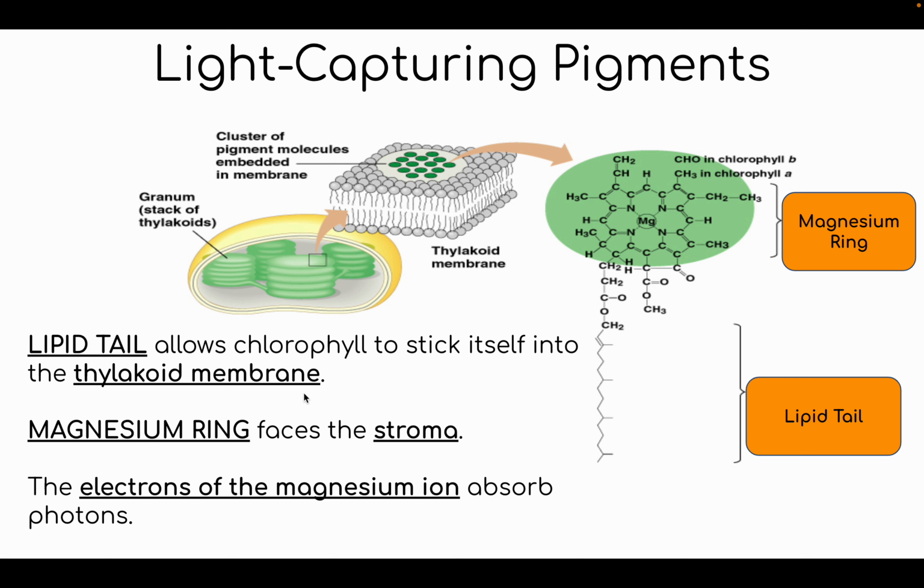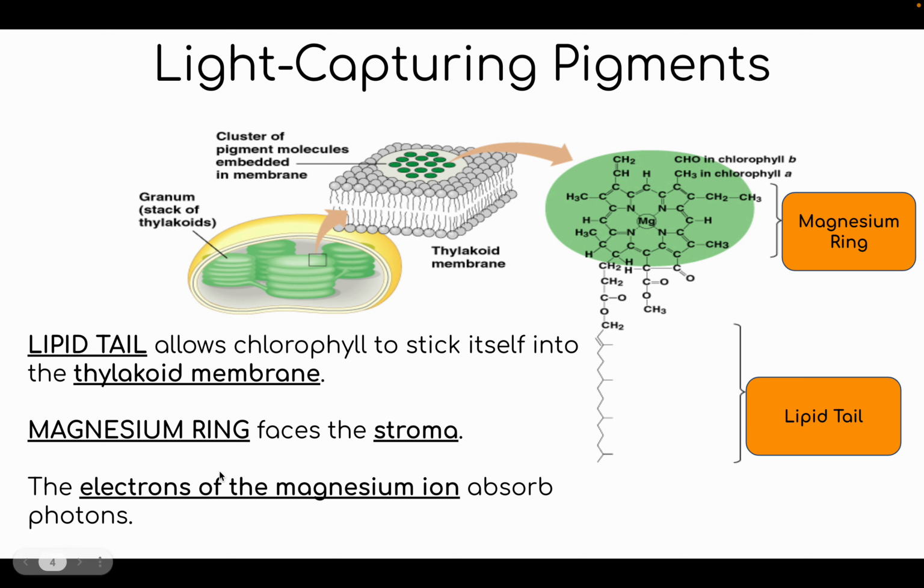And so what we need to know is that, again, that lipid tail is stuck into the thylakoid membrane, into this hydrophobic interior, because lipids like to hang out with other lipids, or nonpolar things like to hang out with other nonpolar things. So it sticks into the hydrophobic interior of the phospholipid bilayer of the thylakoid membrane. And then the magnesium ring is facing the stroma. Remember, the stroma is the space that is inside the inner membrane of the chloroplast, but outside the thylakoid membrane of the granum, of the grana.